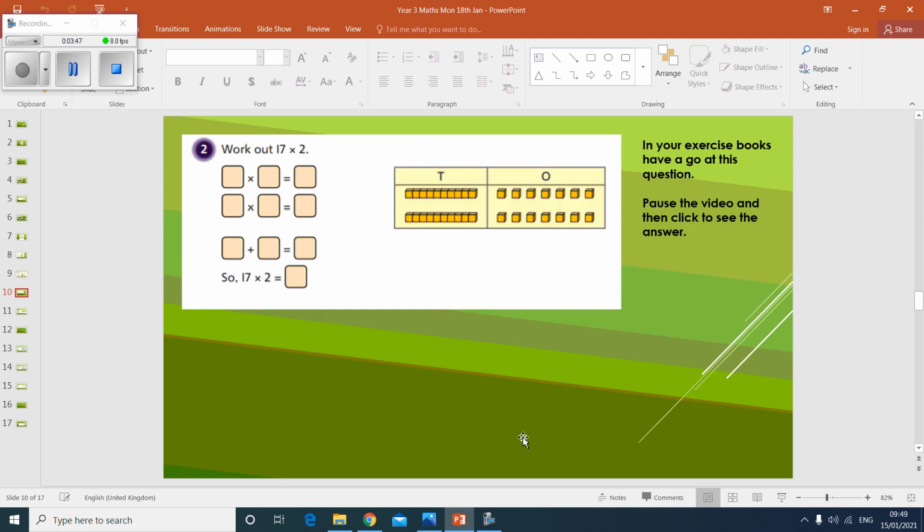So here's question 2 in our exercise books. Have a go at it, pause the video and then click and we'll talk through the answer. It says work out 17 times 2 and the image at the side shows 1 rod of 10 and 7 ones, but we have it 2 times. First of all, multiply the ones, then multiply the tens and add your answers together.